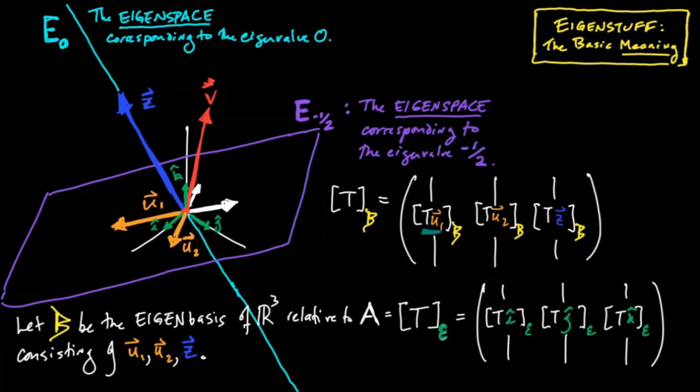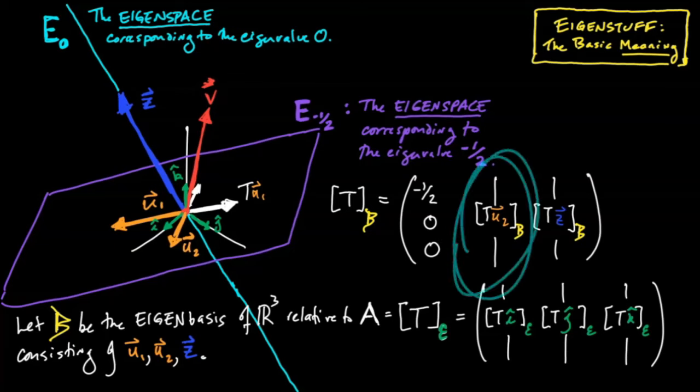Take the first column. What's T of U1? Well, I don't have to do anything fancy here. Here's U1. T of U1 is this vector, which I know is -1/2 of U1. Well, if I want to take the vector -1/2 of U1 and express it in B coordinates, I just have to think how many U1 steps, U2 steps, and Z steps do I need to get there? Obviously, I take -1/2 U1 step and I'm done. So my coordinates relative to the eigenbasis will be -1/2 for my -1/2 U1 steps, 0 for my lack of U2 steps, and 0 for my lack of Z steps.